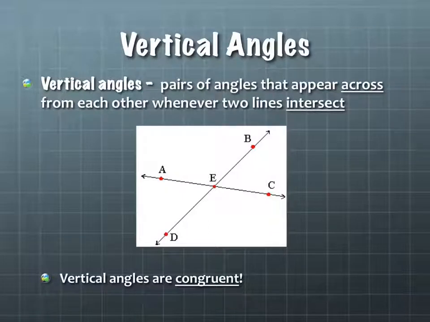And in this diagram, there's two sets of vertical angles. I'll mark them with different colors. There's this set, right? They're across from each other. And let's go this color. There's this set.